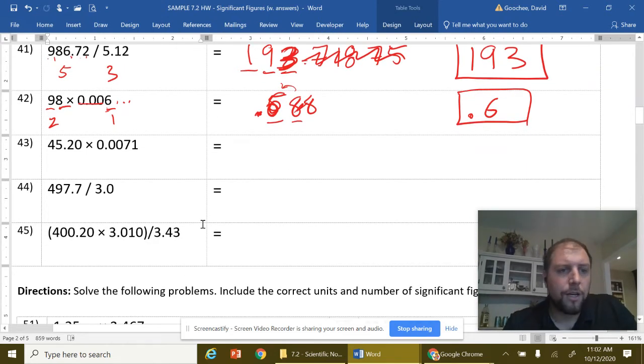Okay, let's take a look at number 43. Now in my calculator, once again, I just do the math in my calculator.